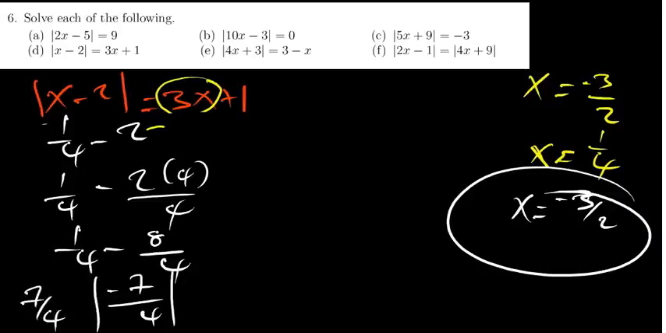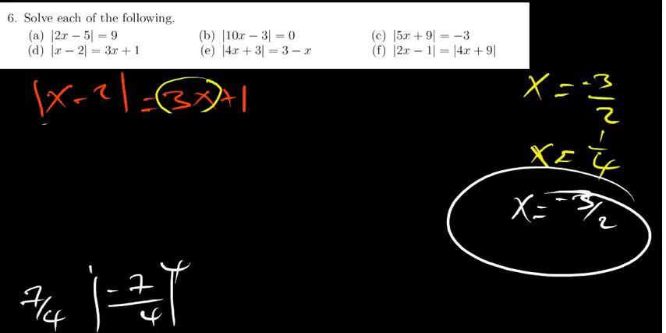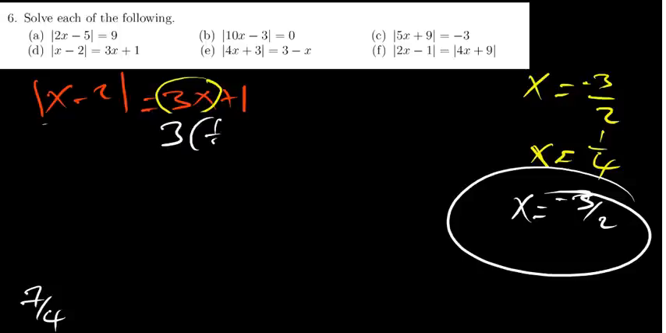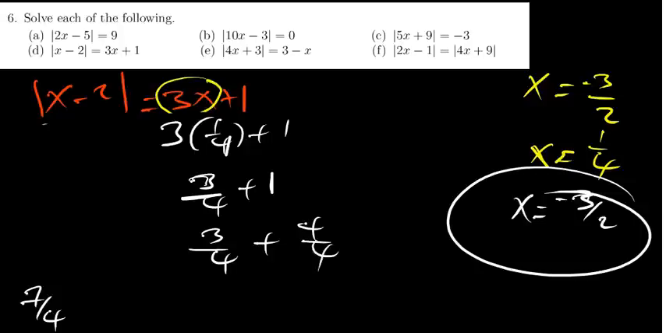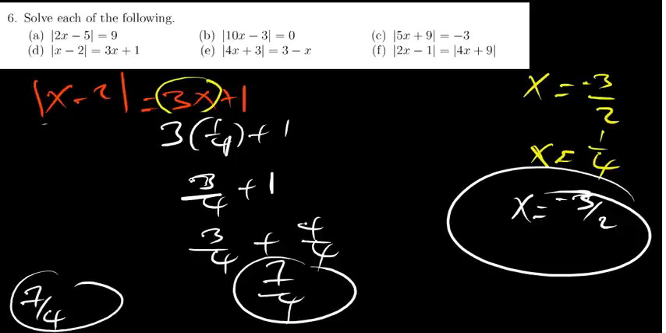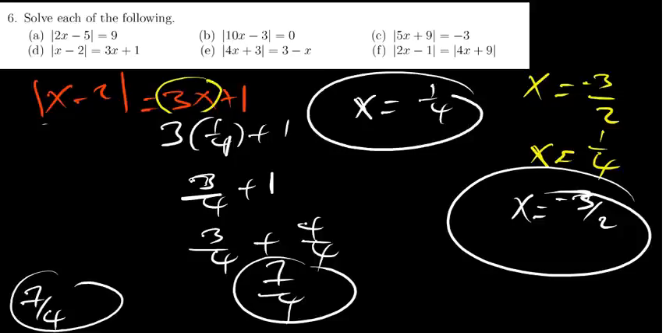Okay, now to the right hand side, I need to get also positive for me to prove that x is equal to 1 over 4 is the solution. So I'll say 3 times 1 over 4 plus 1. So I'll say 3 over 4 plus 1, which is the same as just saying 3 over 4 plus 4 over 4. Since the denominators are the same, I'll add the numerators, 7 over 4. Now, it is giving me positive. This is also positive. Therefore, the only solution for this equation is that x should be equal to 1 over 4.